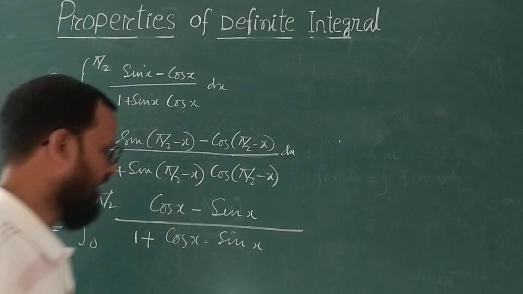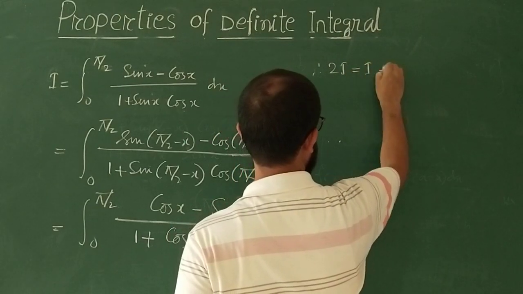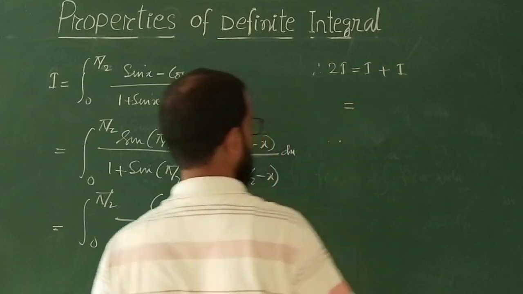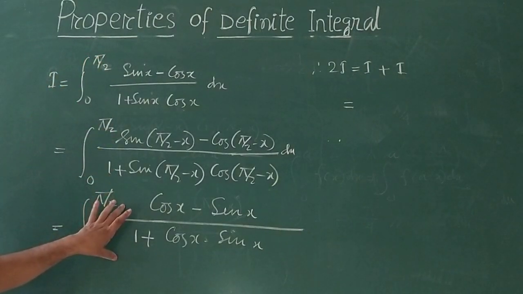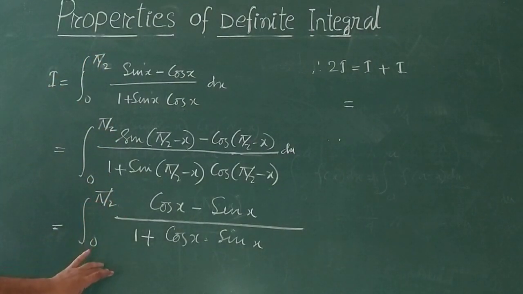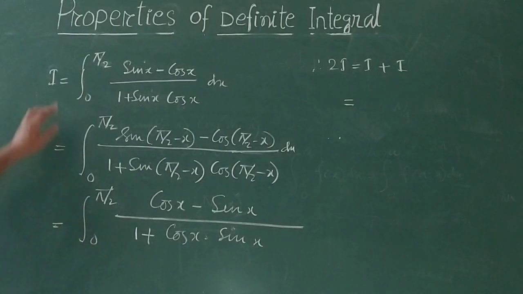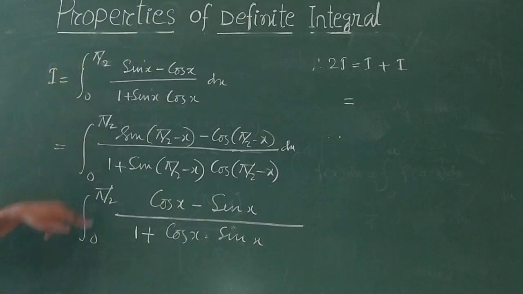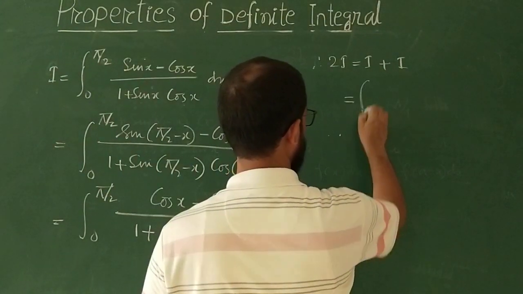So apply twice I rule. Write twice I equal to I plus I. Here one I is the original integral and the other I is the integral after applying the property. Both are the same integral. In both the integrals, the limits are the same, so you can take the integral common, 0 to pi by 2.